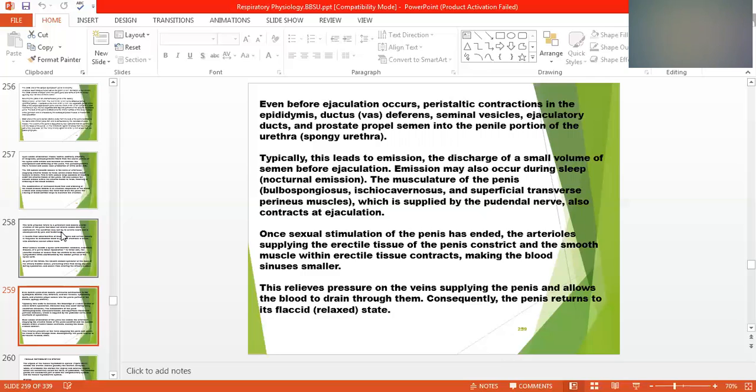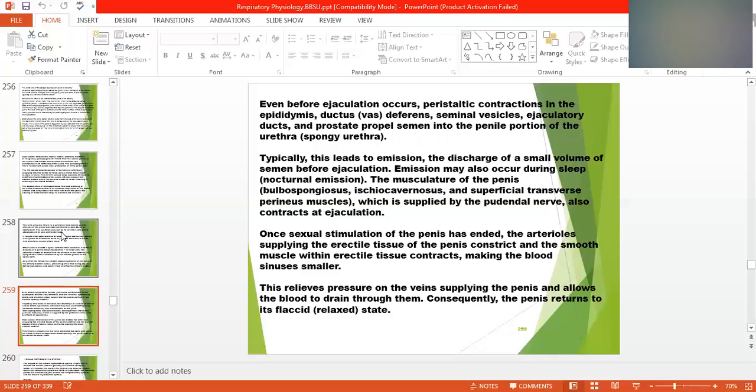The musculature of the penis, the bulbospongiosus, ischiocavernosus, and superficial transverse perineal muscles, is supplied by the pudendal nerve, and contracts at ejaculation. The pudendal nerve gives a nervous supply, sensory and motor. The motor supply causes peristalsis and contraction.